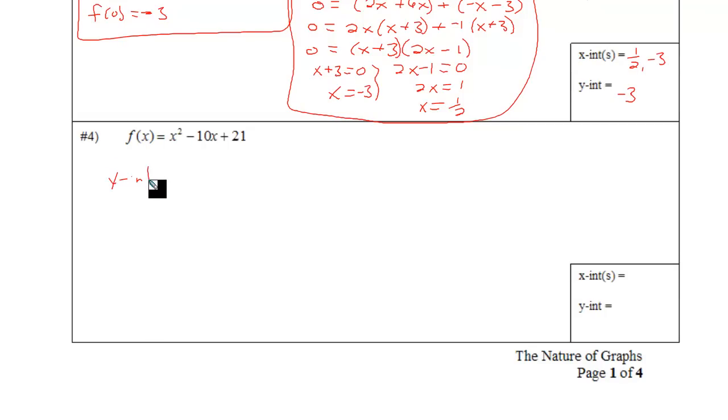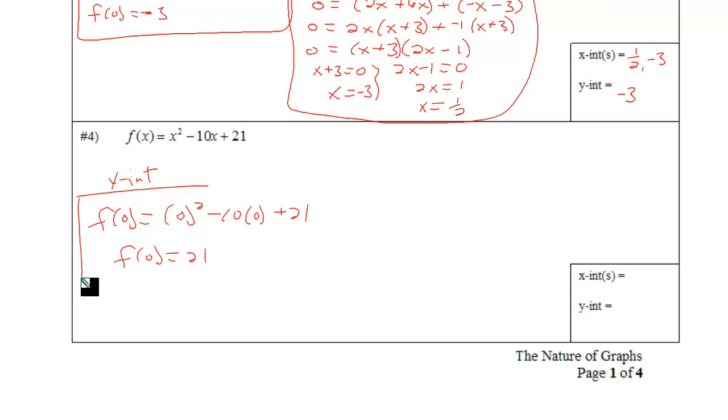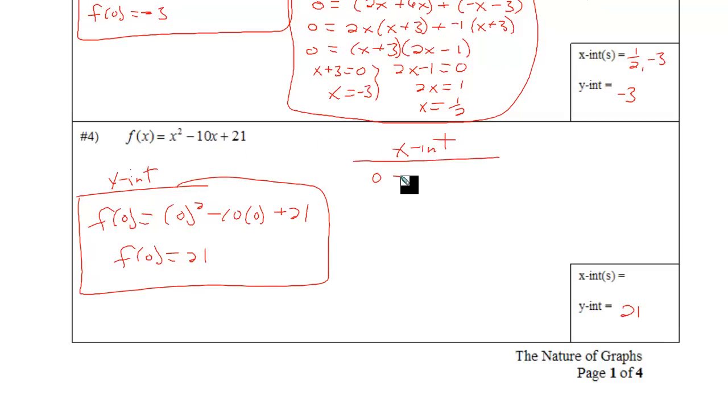Number 4, Y-intercept. Simple. Simply replace the x values with 0. And you get f of 0 is 21. X-intercept, singular or plural. Replace y with 0. We're going to have to factor this problem. GCF is a 1, so ignore that step.